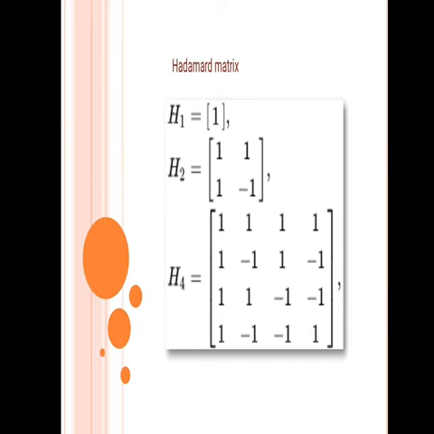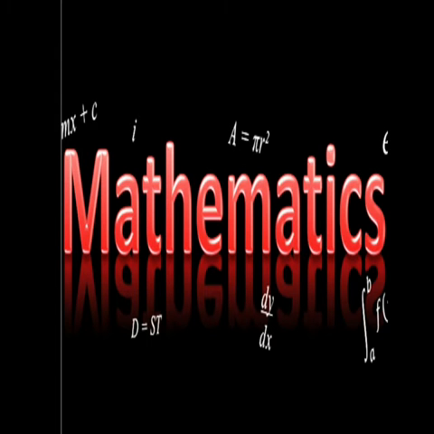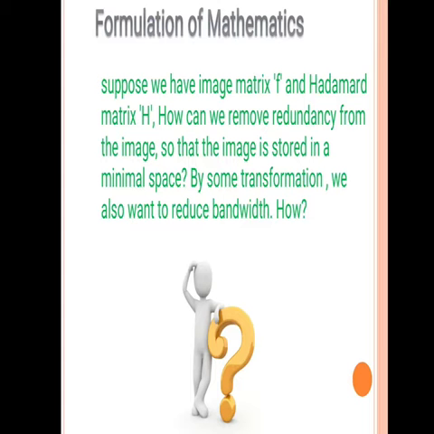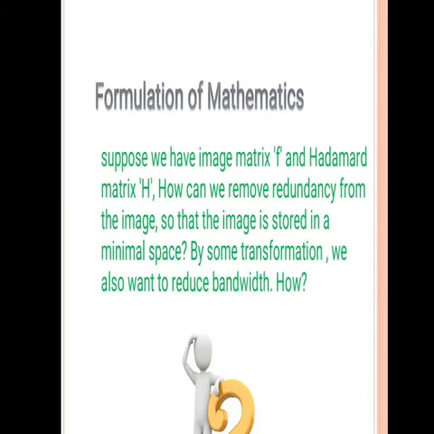Now let's see a real life problem and solution with the help of mathematics. The problem is, suppose we have image matrix F and Hadamard matrix H. How can we remove redundancy from the image so that the image is stored in minimal space? By some transformation, we also want to reduce bandwidth. How? Let's unfold the problem by using the Hadamard matrix.